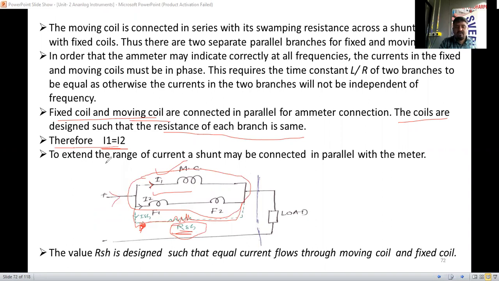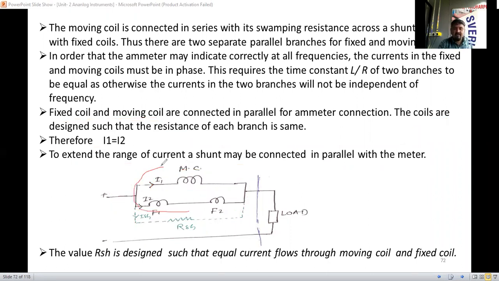To extend the range of current, a shunt may be connected in parallel with the meter. This moving coil and fixed coil are the meter part only. These are the instrument parts only. But whatever shunt resistance we are adding here, that is the extension range. To extend that, we have designed the outer circuit here. From this we have to calculate the multiplication factor. Now we multiply that multiplication factor to calculate the total current I here. Now we can increase the range of the ammeter also.